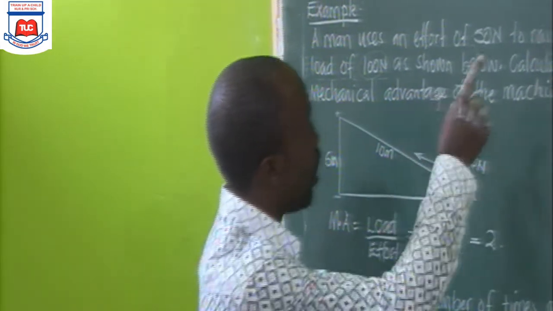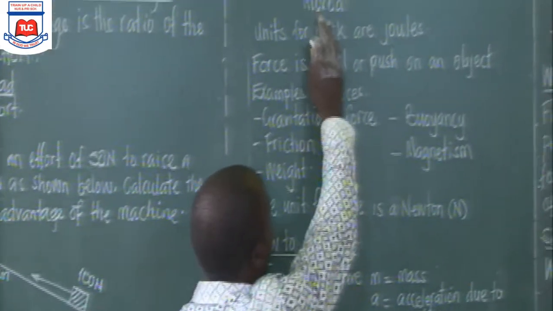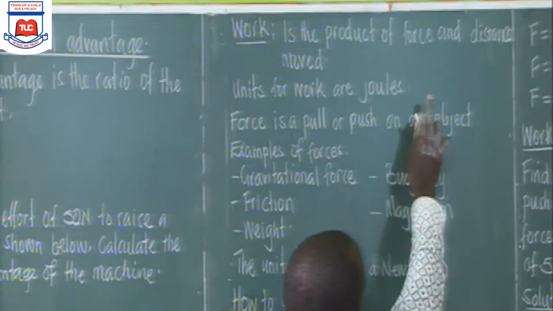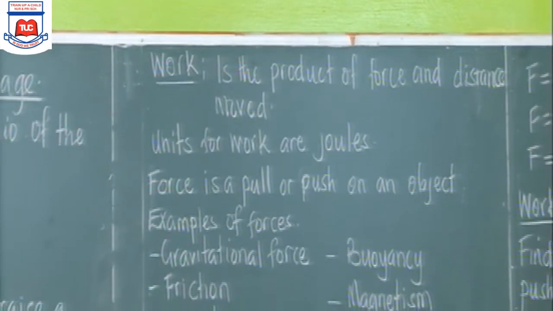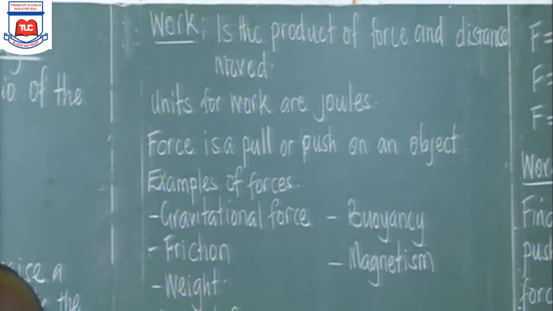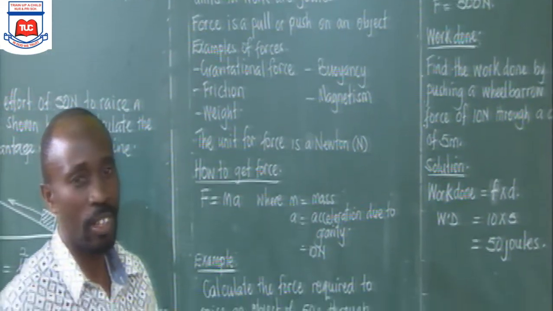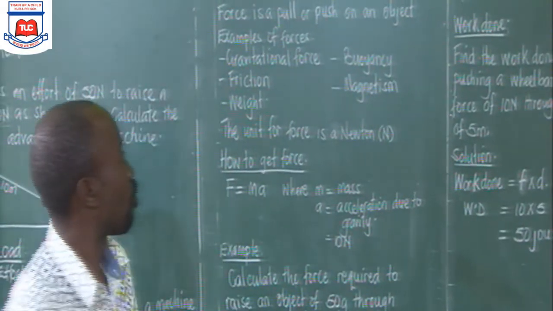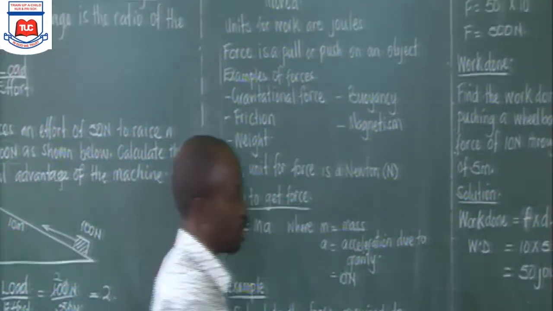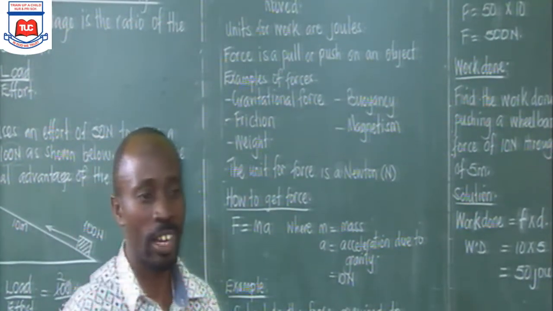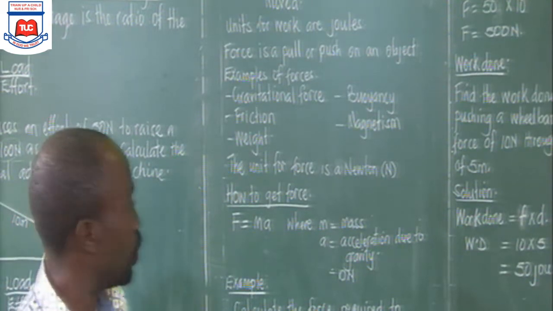All right, let's move to work. It is stated here that work is the product of force and distance moved. You look at the force applied and the distance through which you're moving that load, okay? When you multiply those two, you have got work. And you said that the units for work are joules. Those are the units. It's not like mechanical advantage which does not have units. Work has units and they are joules, okay?